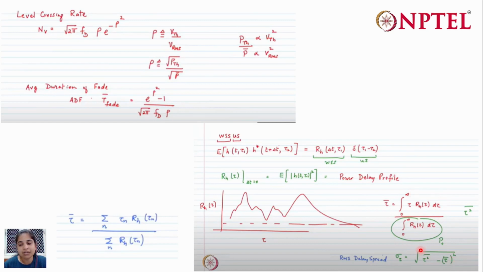Now, the channel in our case is mostly a discrete channel. So the mean delay spread, tau bar square, and RMS delay spread, mostly we have to express in terms of summation rather than integral. So the mean delay spread will be summation over n, tau n, RH of tau n divided by summation over n, RH of tau n. So these are some of the ideas that you saw in the statistical characterization.